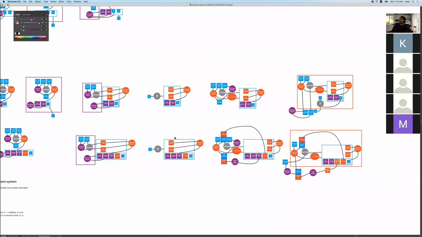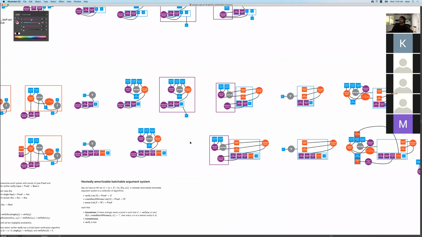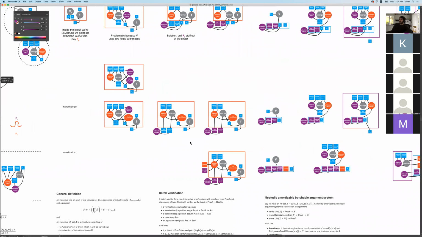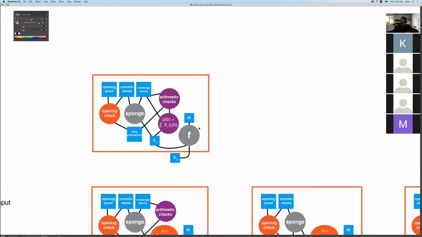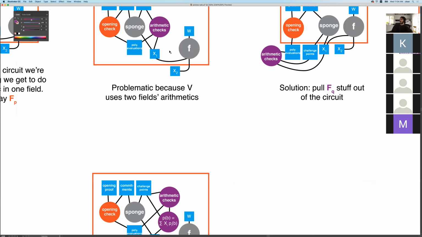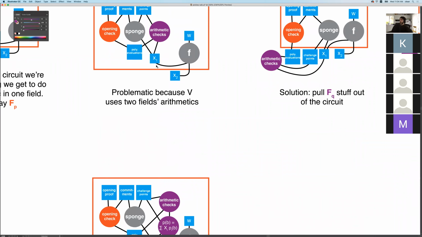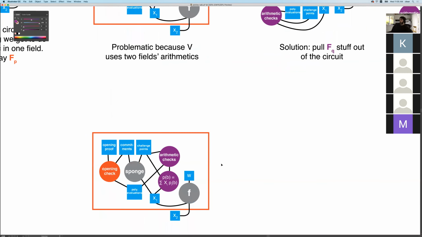Okay, so this is a neat trick for how we actually handle this public input issue. What was the problem? The problem was that we needed to perform some arithmetic check on the statement, the previous statement. Because we had to move all the arithmetic checks out, that forced us to move the previous statement out as well. If only there was some way to avoid moving the previous statement out. That's what we will figure out now.